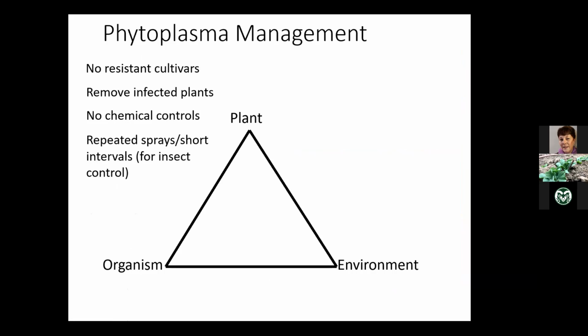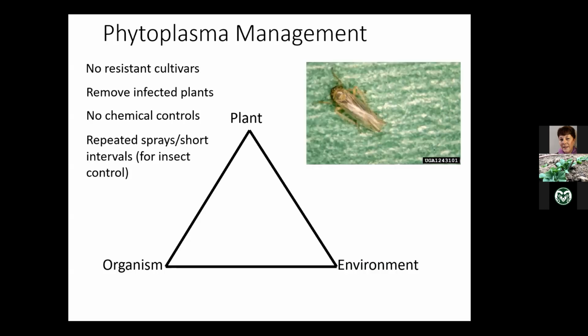We can take out the infected plants so that if there are leafhoppers around, they can't feed on the infected plants and then move to uninfected plants. So again, if you have plants that are susceptible, you have chemical controls, repeated sprays, things like that, those can all help for managing. So again, we have our leafhopper.